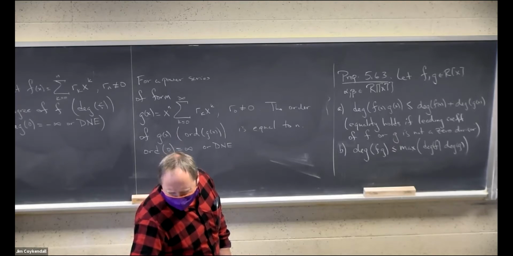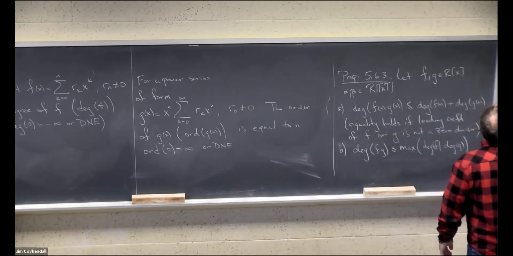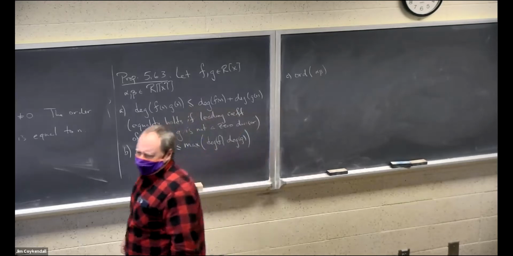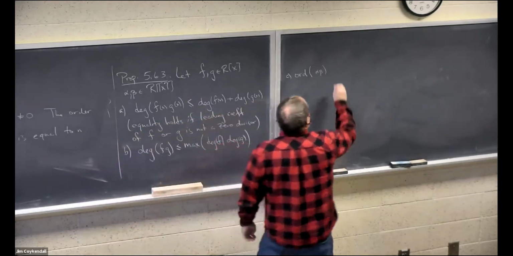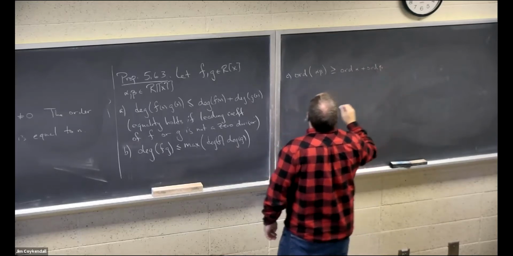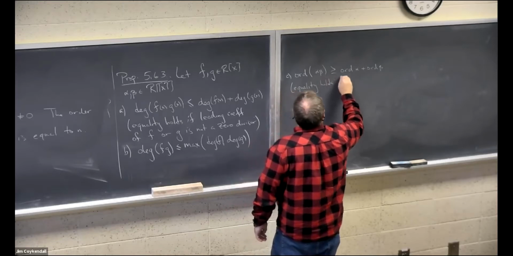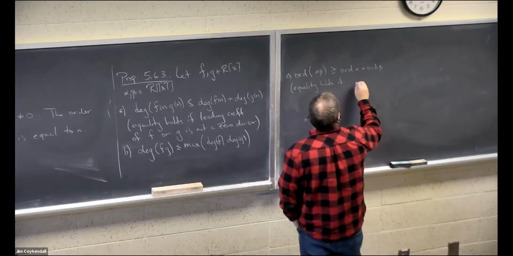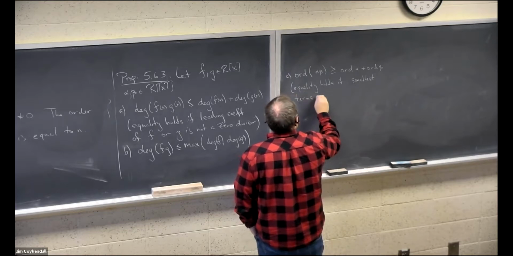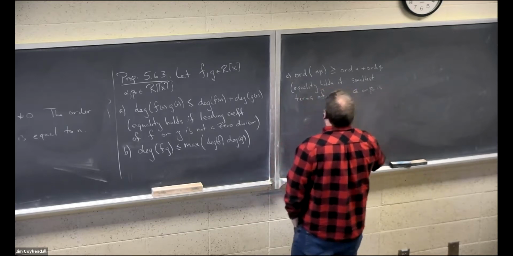And we get a similar sort of thing for the order. The order of alpha beta is equal to the order of alpha plus the order of beta, and equality holds if the smallest terms of either alpha or beta are non-zero.